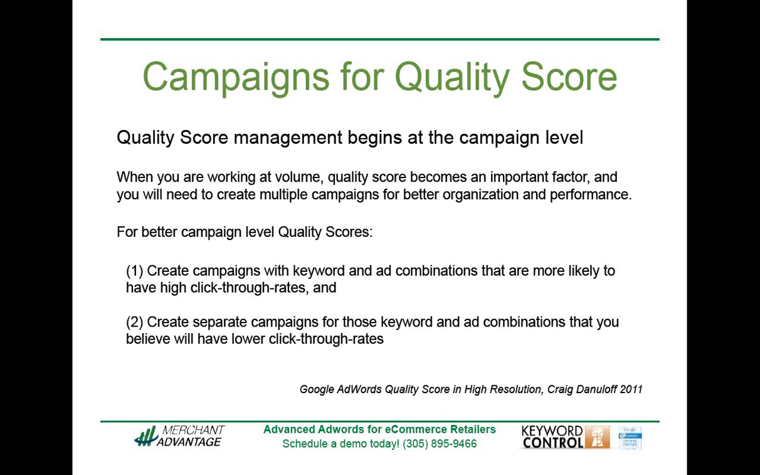So we start with a campaign level quality score. I encourage you to segment your campaigns so that the campaigns that will have high click-through rates and great quality scores are separated out, so that Google can reward you at the campaign level with good quality scores. The same is true for those campaigns that you know will have poor click-through rates and relatively weak quality scores. Separate those out as well, so that you aren't penalizing your other campaigns with this low quality score.